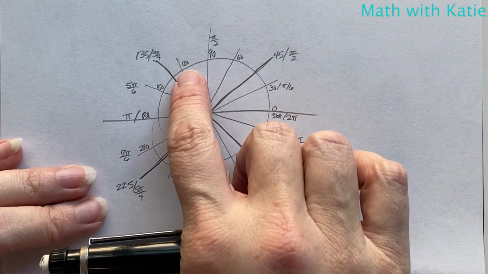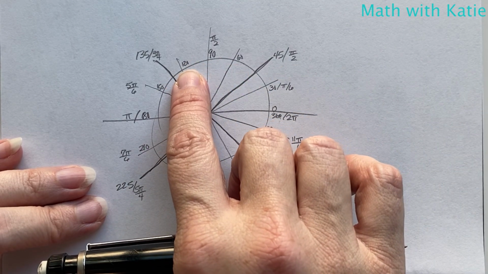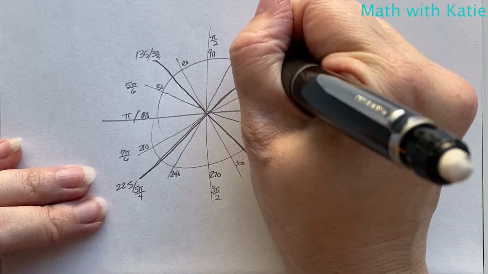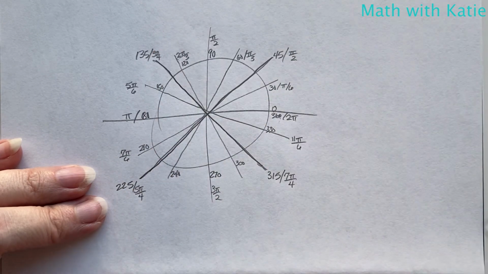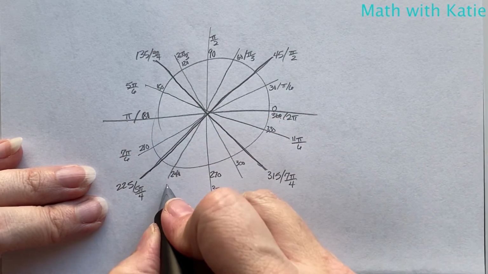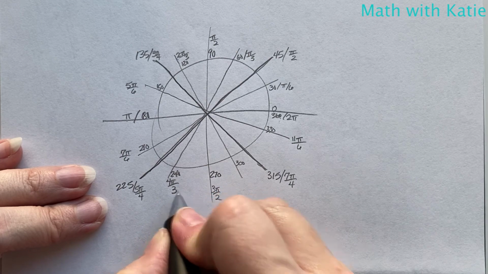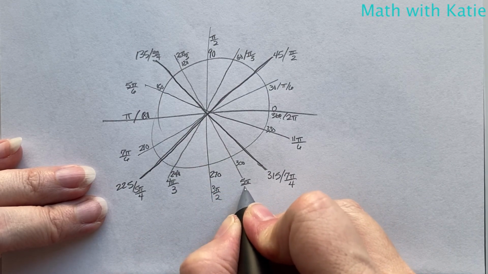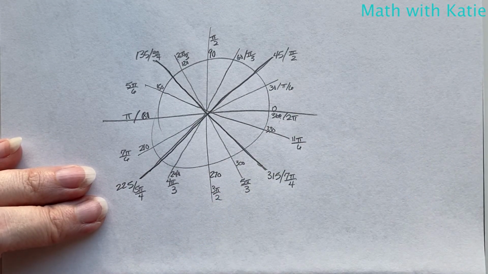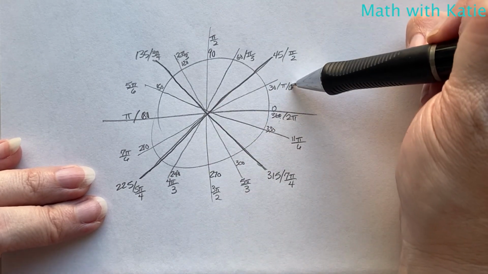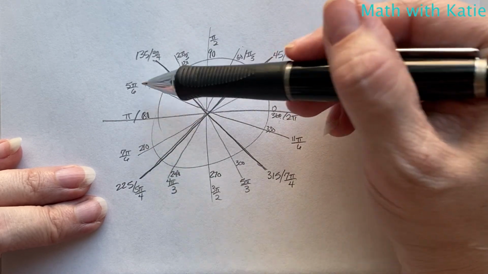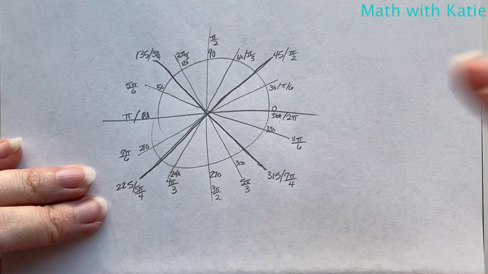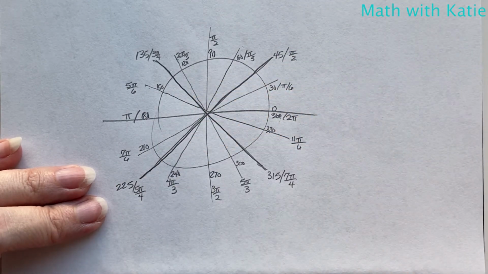Okay, the ones closest to the y-axis are pi over 3s. So we do pi over 3, 2 pi over 3, and this is 3 pi over 3, so this will be 4 pi over 3, 5 pi over 3, and then we get 6 pi over 3, okay? If you can't think of the thirds, just do it by sixes again. So 1 pi over 6, 2 pi over 6, 3 pi over 6, 4 pi over 6, 5 pi over 6, 6 pi over 6, okay? So anytime there isn't a thick line, you just count by the sixes.